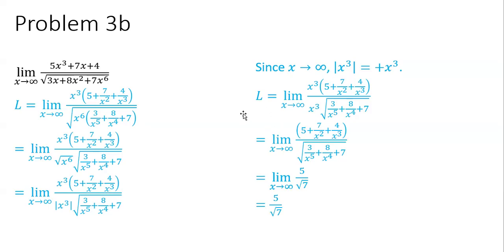But anyway, we replace the absolute value of x cubed with just positive x cubed, so those would cancel. And then we take the limit, and if you follow the steps, that's 5 over root 7. So the quick way to eyeball it, once again, is pretty much the same as in part A.